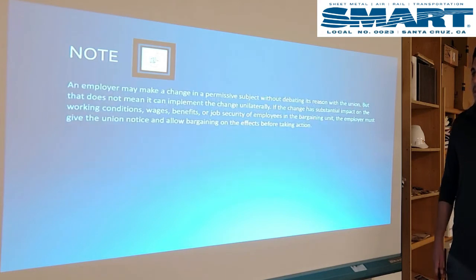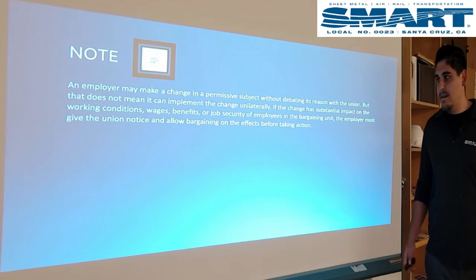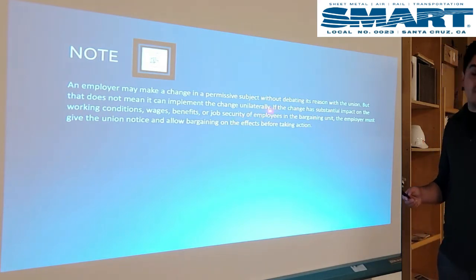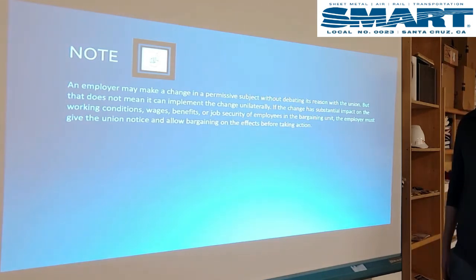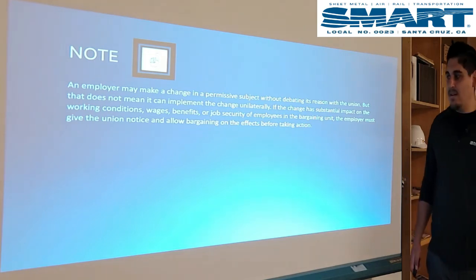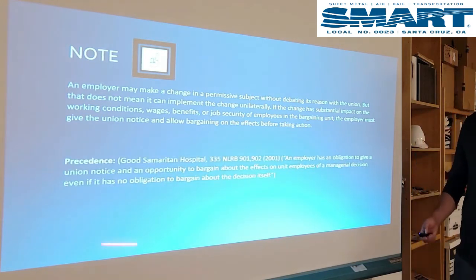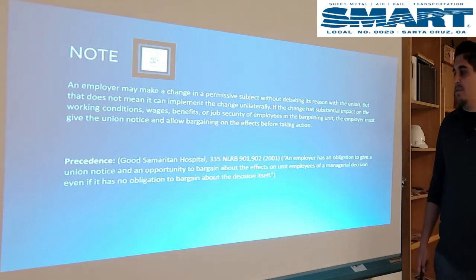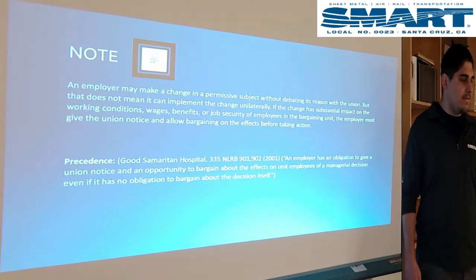Note though, an employer may not make a change in a permissive subject without debating its reason with the union, but that does not mean that it can implement the change unilaterally. If the change has a substantial impact on the working conditions, wages and benefits, or job security of employees in the bargaining unit, the employer must give the union notice and allow bargaining on the effects before taking action. And this is a precedent-setting case from 2001. An employer has the obligation to give the union notice and an opportunity to bargain about the effects on the unit employees of the managerial decision, even if it has no obligation to bargain about the decision itself.